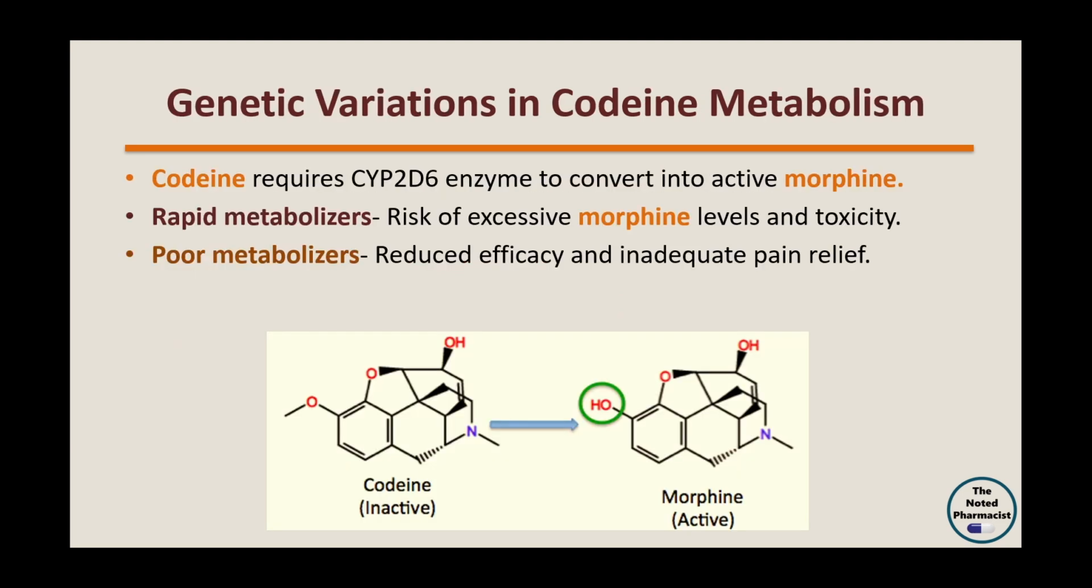Codeine metabolism is a classic example of how genetics influence drug response. It relies on the CYP2D6 enzyme to be converted into morphine, the active compound responsible for its pain-relieving effects. However, genetic variations mean that some individuals metabolize codeine too quickly, leading to excessive morphine levels and potential toxicity, while others metabolize it poorly, resulting in reduced efficacy and inadequate pain control.